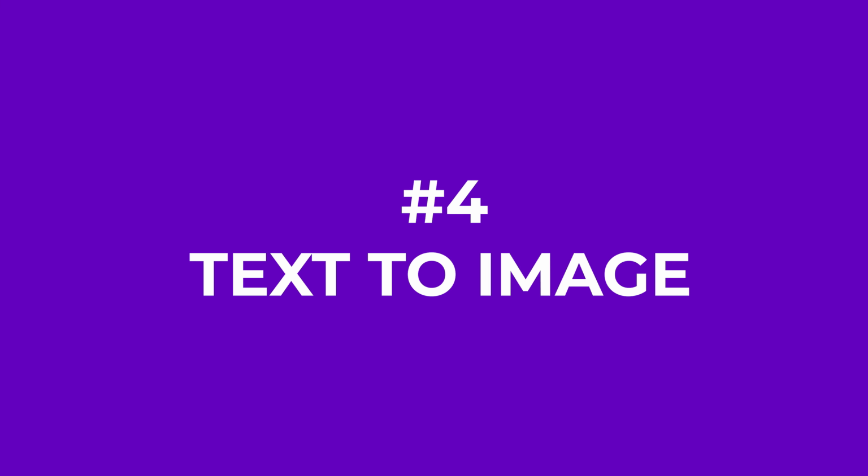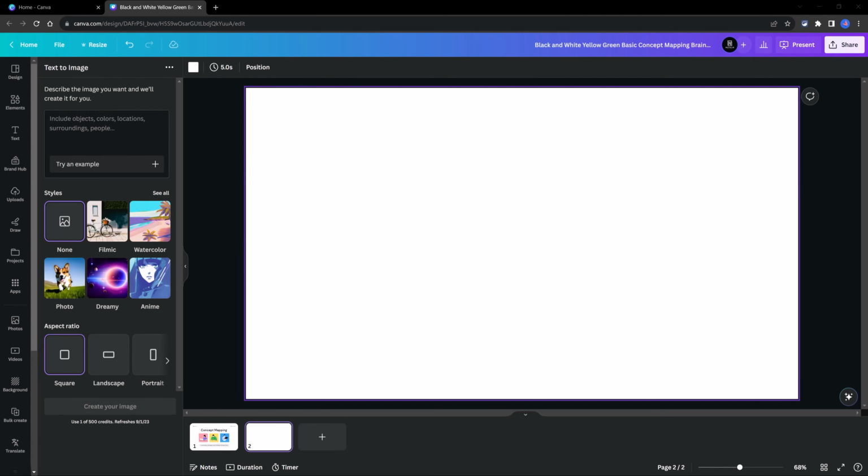Number 4 is the text-to-image generator. Text-to-image generator lets you create unique images from a simple description in seconds. Just type what you are looking for and watch your words transform into unique images. I input here "tropical beach vacation," and I will receive a high-resolution image that captures the essence of a beach vacation. And underneath, you determine here the styles you want to use. I go this time with filmic, but you can use watercolor, a photo, a dreamy, or an anime.